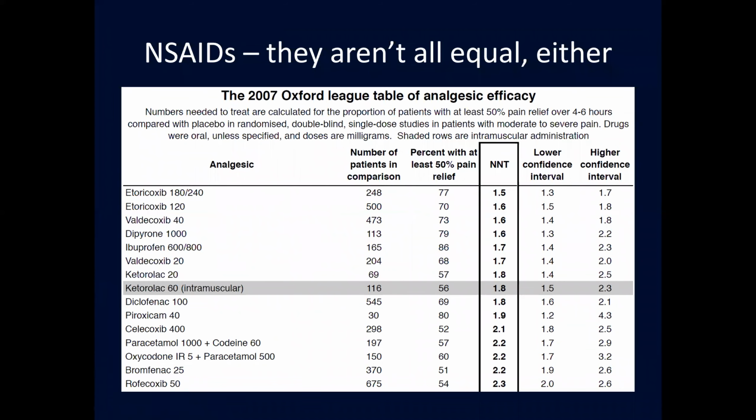I think the other important thing to realize about NSAIDs, but this is actually across the board in analgesia, is that there is an Oxford table that does the comparative analgesic efficacy. And so that's what you're seeing on your screen here now. The best way to look at this is the black boxed column actually demonstrates the number needed to treat. So this is the number of patients that needed to be treated to achieve at least 50% pain relief over a 4-to-6-hour period compared with placebo in randomized double-blind single-dose studies in patients with moderate to severe pain.